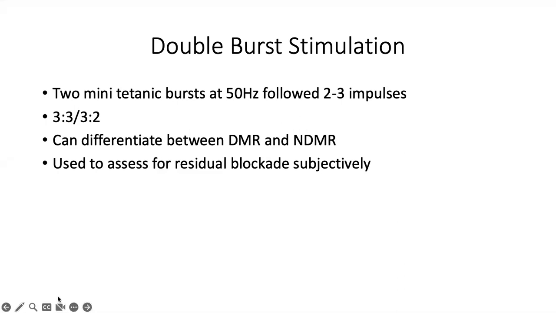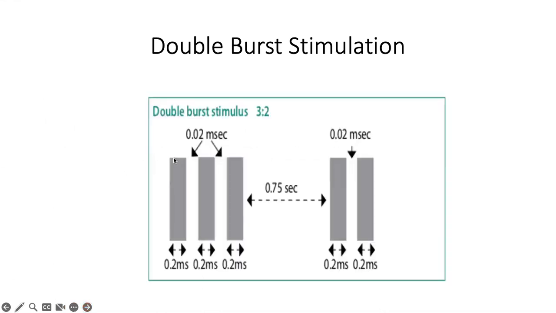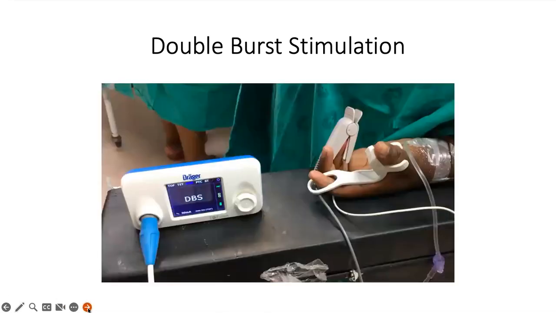It's used to assess residual muscle blockade, but subjectively. So this is what you get. You get the burst. As it says, double burst stimulus, sorry. So it's 3, 2. Okay. Or it can be 3, 3. Some of them can do that.